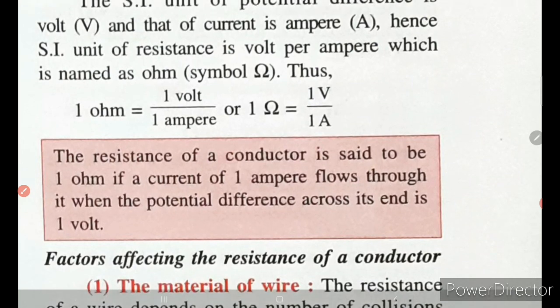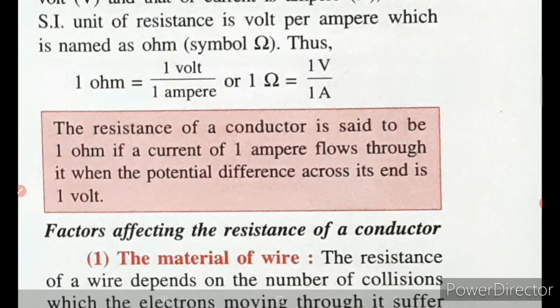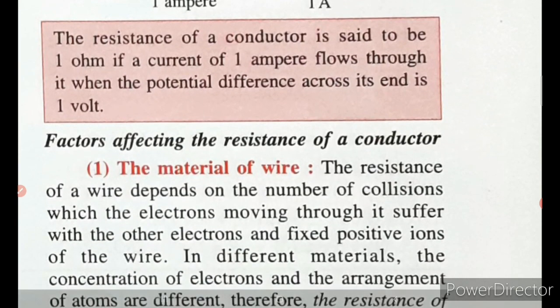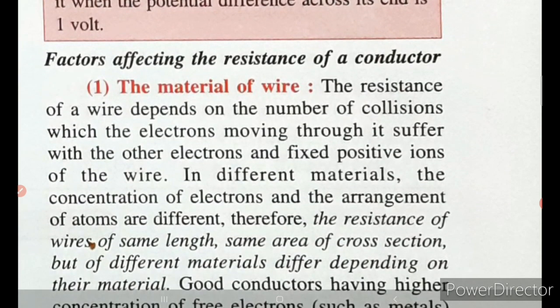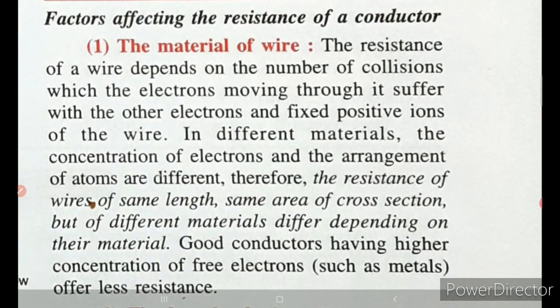Now, factors affecting the resistance of a conductor: this has to be done in class 10 in detail, so we are briefly going through these statements. Number 1 is the material of the wire. There are different kinds of materials. Here, material means how many free electrons that particular material has. The resistance of a wire depends upon the number of collisions which the electrons moving through it suffer while they are moving in the wire towards the positive terminal.